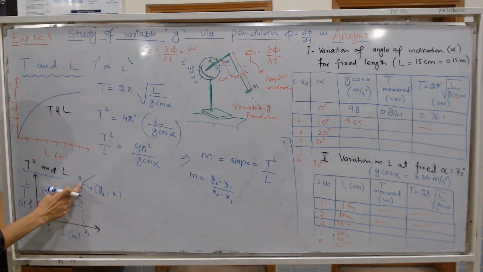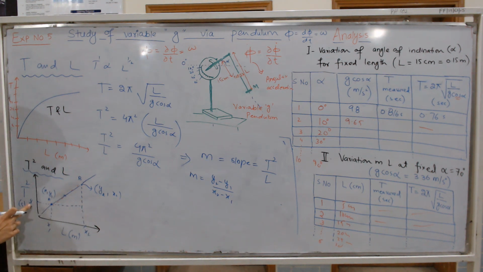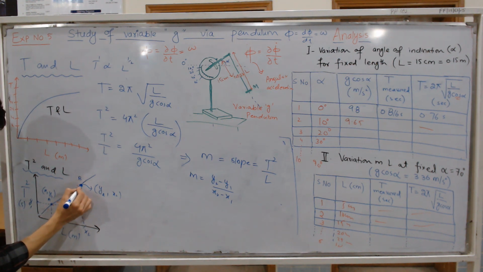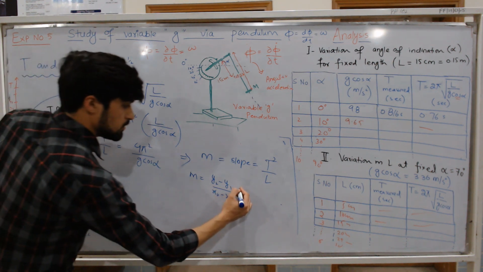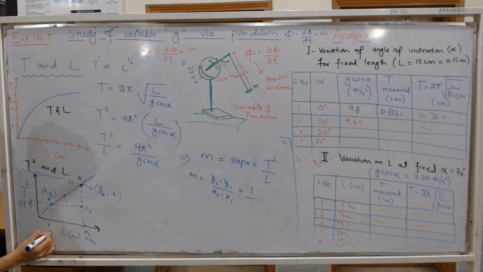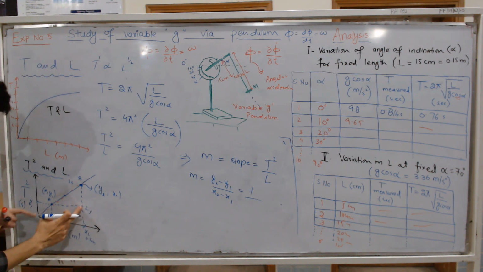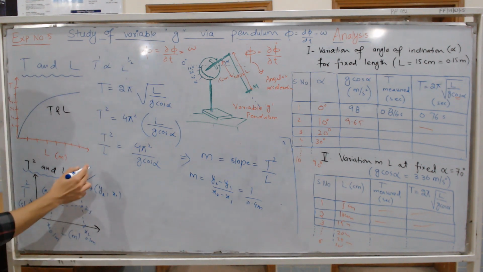This can simply be calculated by subtracting y2 minus y1. This value is y2, let's say this is 3 seconds, and y1 is 2 seconds. So 3 minus 2 will be 1. And let's say x2 is 0.5 meters and x1 is 0.1 meters. So x2 minus x1 will be 0.4 meters. So this will give you the slope of this line.